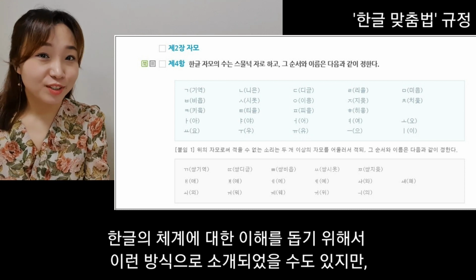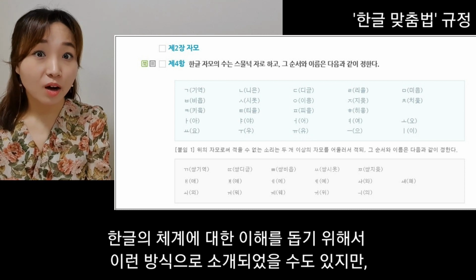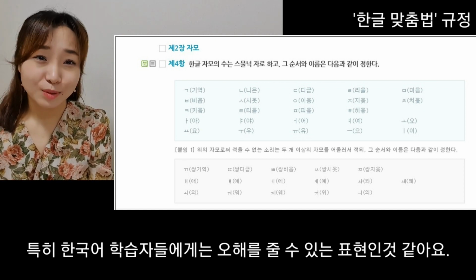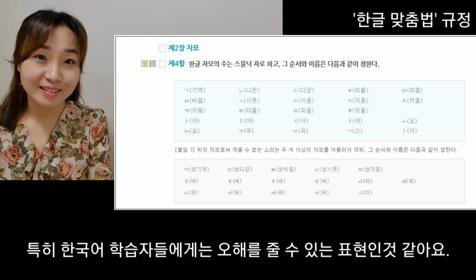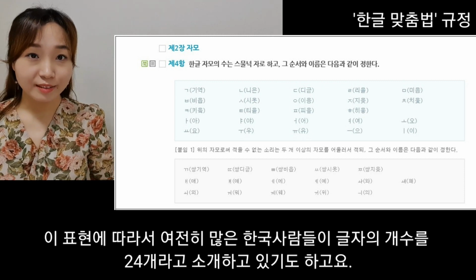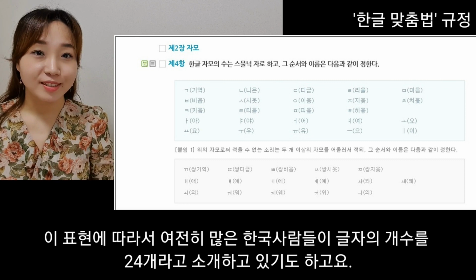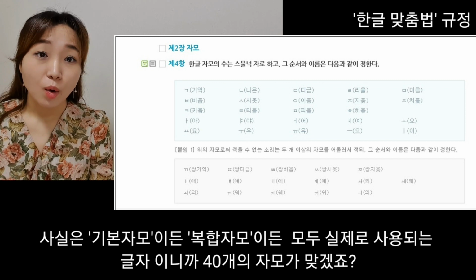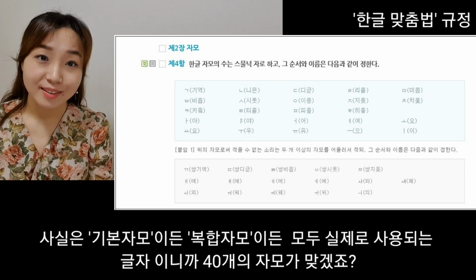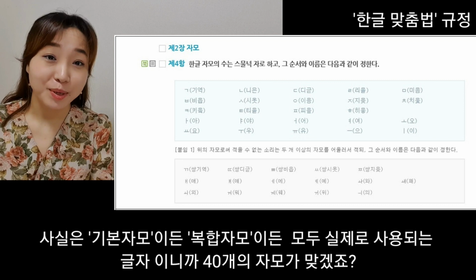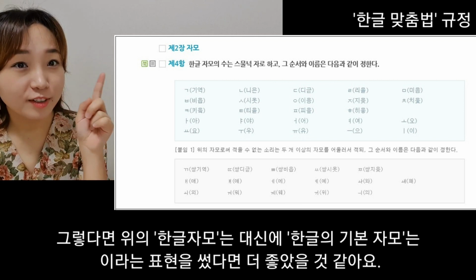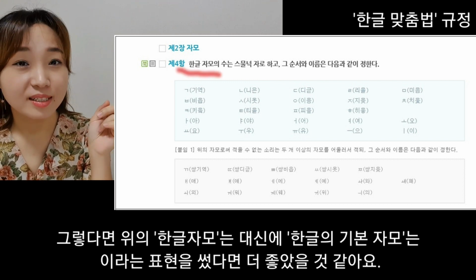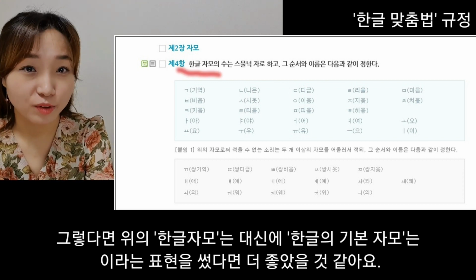Perhaps the letters are introduced like this here to help the understanding of the system of Hangul, but I think the first sentence might be a misleading expression, especially for Korean learners. And also, due to this expression, still many Koreans introduce the number of letters as 24. Whether they are basic or compound, all of them are actually used. So the number of letters in use should be 40, right? If so, the first sentence here would be better if it used the expression basic consonants and vowels instead of just consonants and vowels in Hangul.